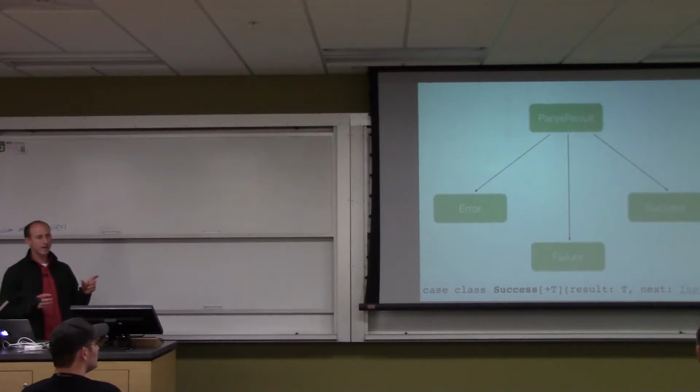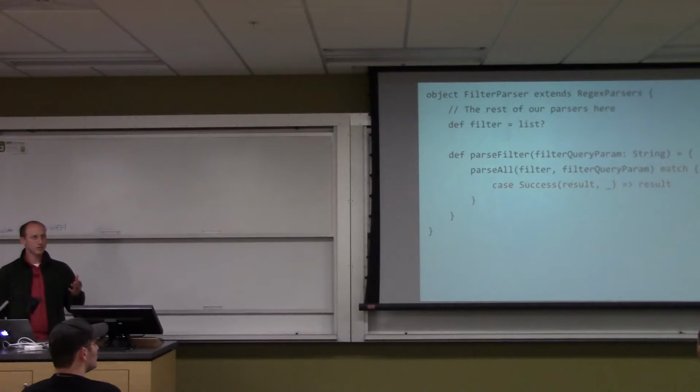This is how the case class Success is defined. It's just a case class, so all it has is the result, which is of type T, and then next. We can just ignore next for now. We'll pull result out of our success object. So this is what we do: we call parseAll, we pattern match it, and we pull out result. Let's go ahead and look and see what this call would look like.